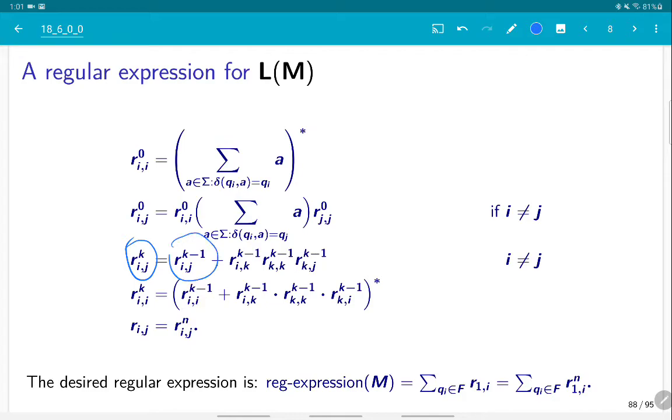R_ijk is either R_ij k minus 1 or this. As before, when we deal with the self loop, we need to use the Kleene star. This is just a direct translation of previous languages. And then you can apply it, right? Because now we have a system, we essentially have this ground zero regular expression, we start building them up, and in the end we will get the regular expression we want.